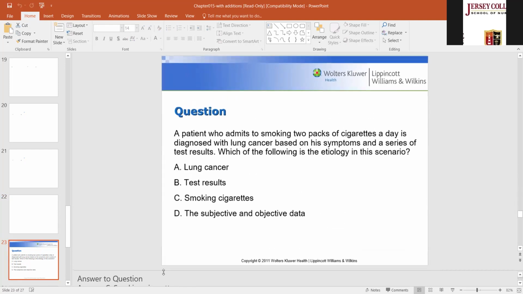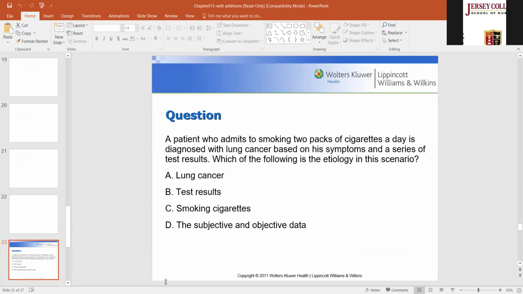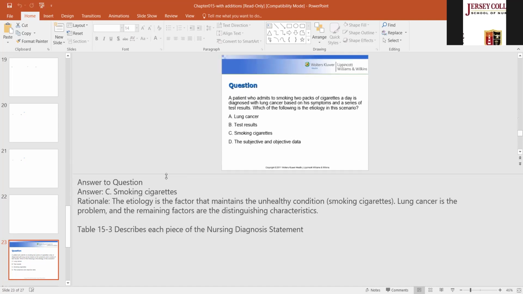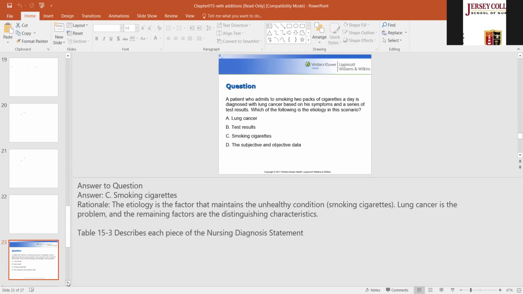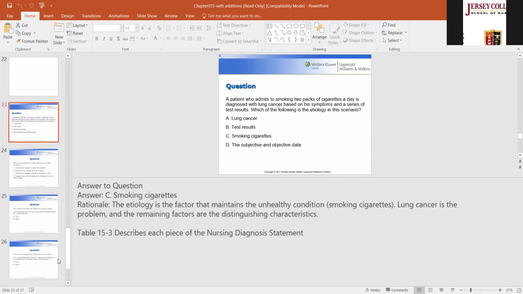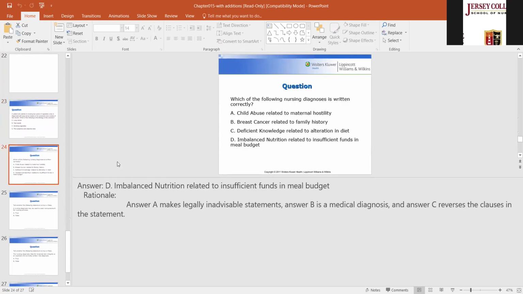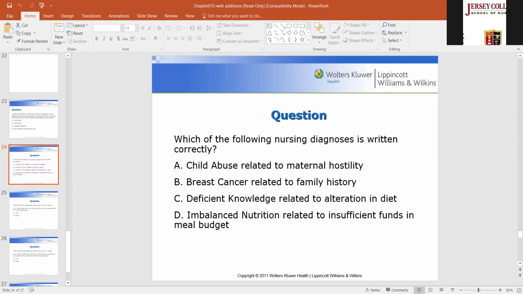So the etiology is what? C. See, it means what though? It means that the problem came from smoking cigarettes. Okay, good. It's the cause, right? Yes. Which of the following nursing diagnoses is written correctly?